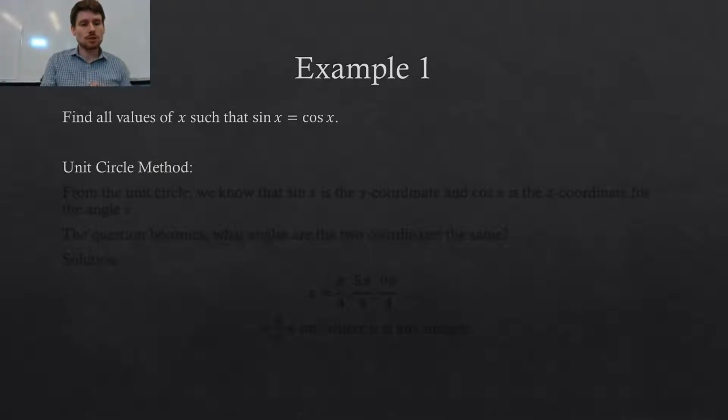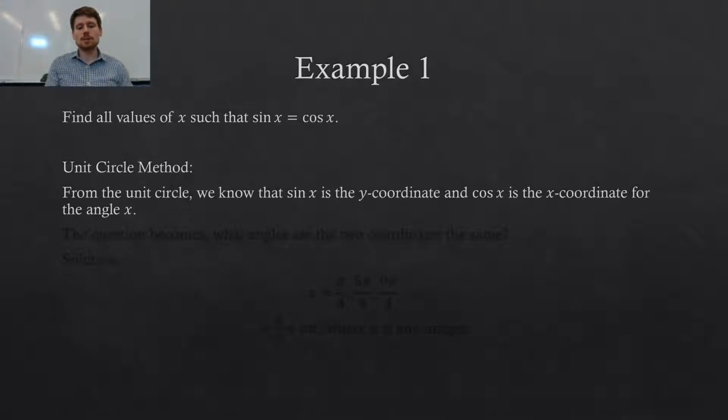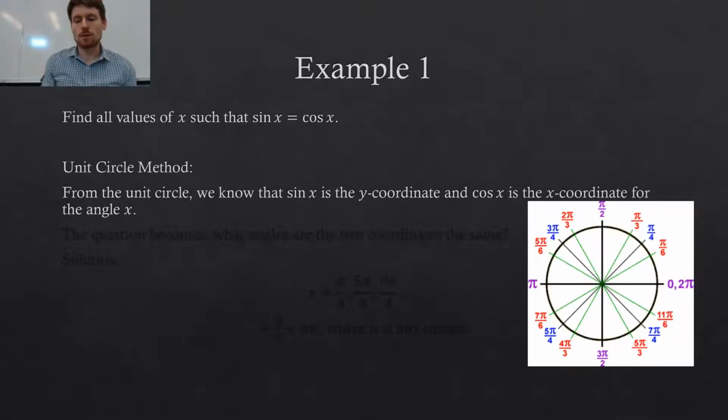Okay, so the unit circle method is when we think about the unit circle, we know that sine is the y-coordinate and cosine is the x-coordinate for the angle x. So I'm using x now instead of theta to bring in the fact that we want to start thinking of these trig functions as functions of a variable. And when we typically describe functions in math, we use x to denote the input of the function. So x is our angle, x is the input, sine of x is the y-coordinate for the point on the unit circle, cosine of x is the x-coordinate for the point on the unit circle.